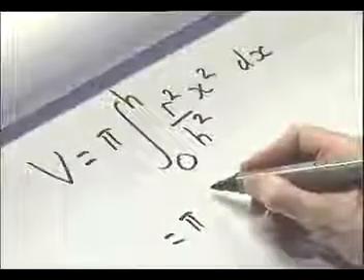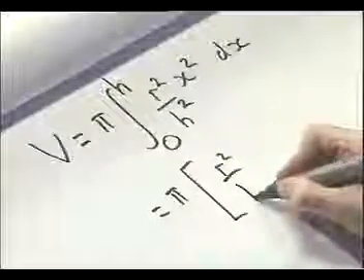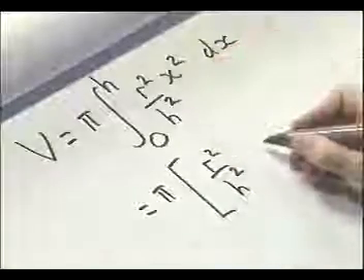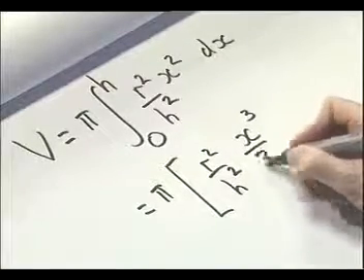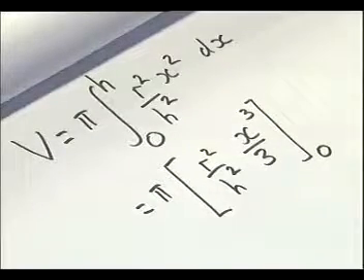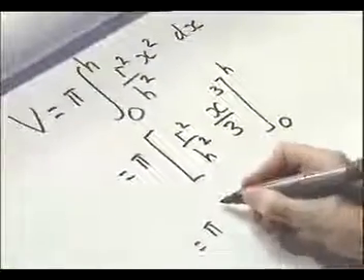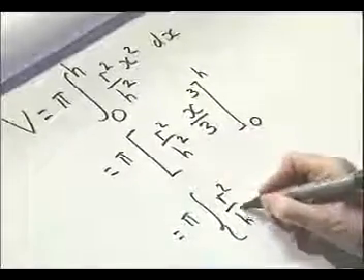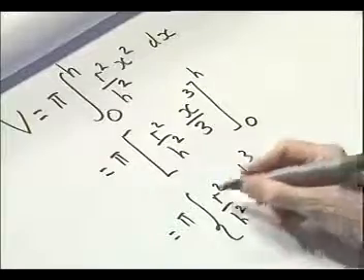So pi, square bracket, r squared over h squared, that's just a constant, and x squared, we integrate the x squared, add 1 to the index, that's x cubed, and divide by the new index. So we divide by 3. And this is to be evaluated between 0 and h. Equals pi. Put the h in first. So we've r squared over h squared times h cubed over 3.